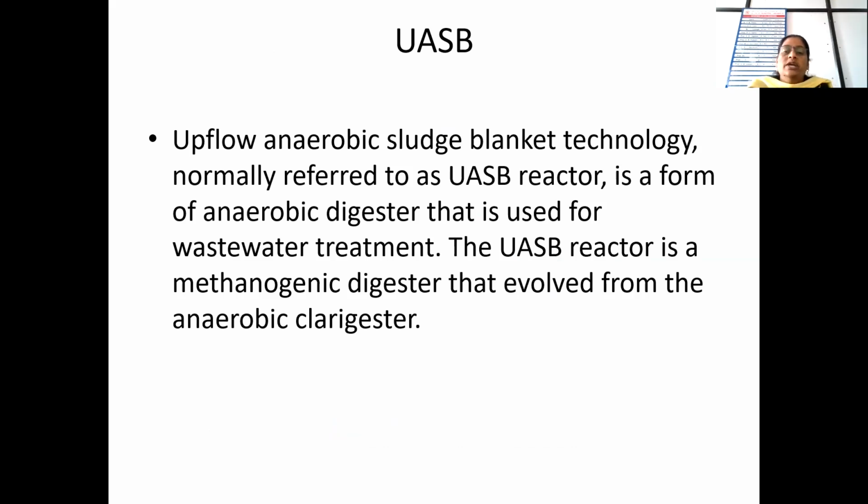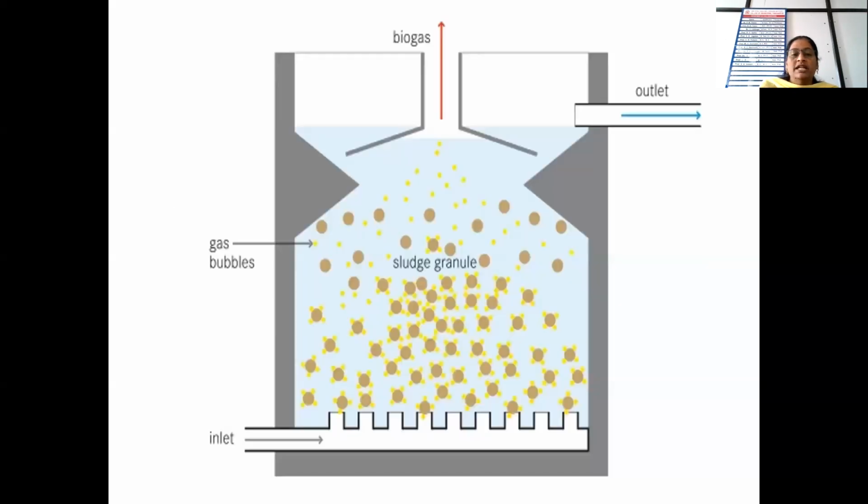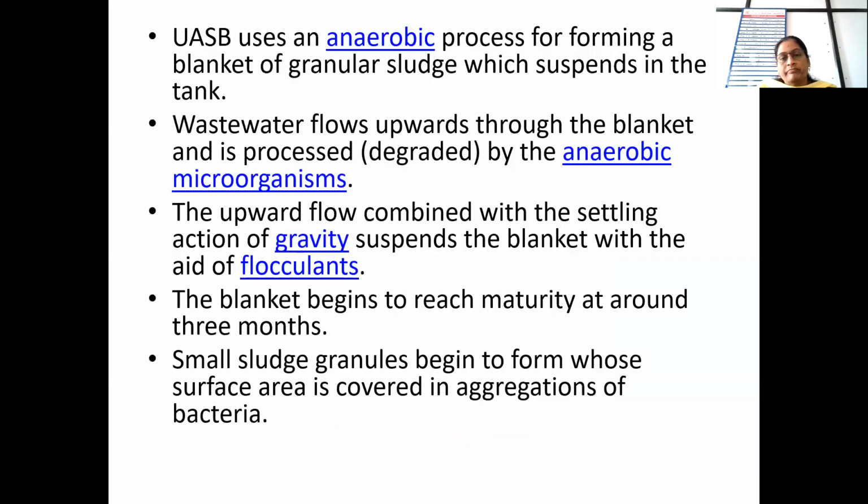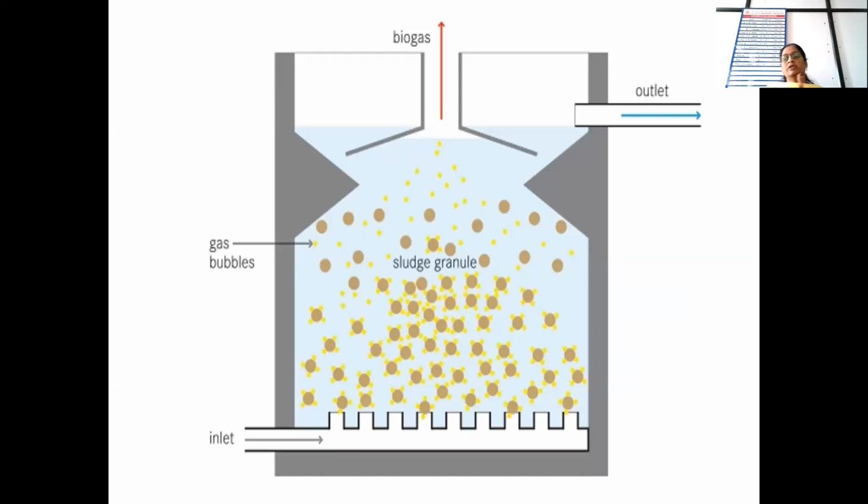The UASB reactor is a methanogenic digester. It is also called a methanogenic digester, like the biogas plant, and it evolved from the anaerobic digester. You can say this is one version of the biogas plant. The same phenomena as in the biogas plant, as we have discussed, will be performing here in the UASB. With this, you can just watch this figure, and this chapter is over.